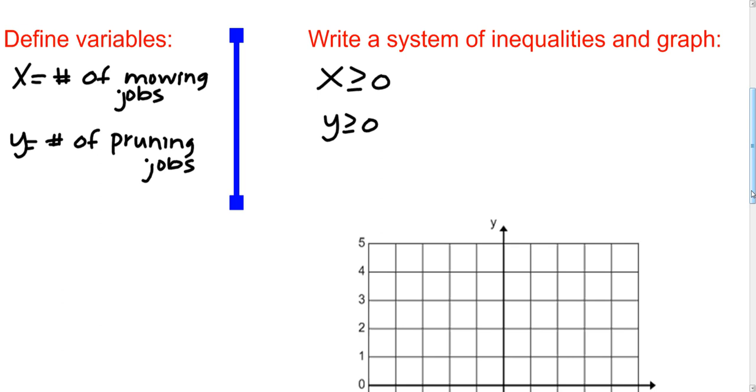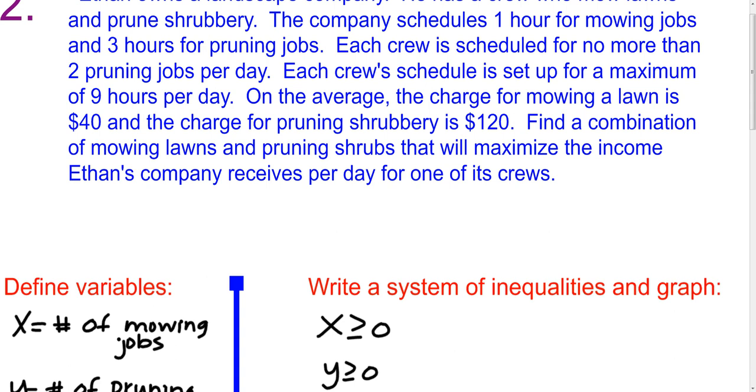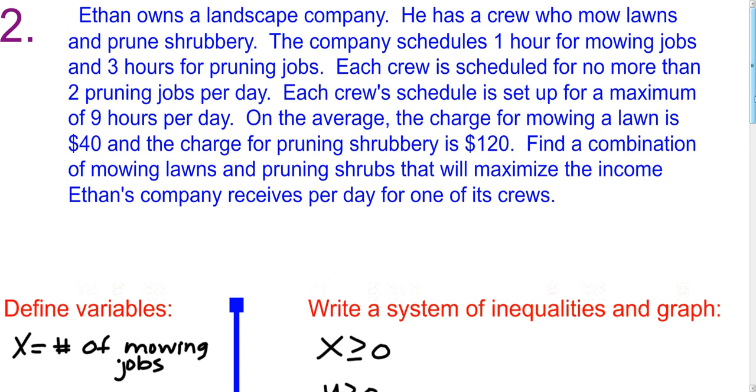All right, so then we need to kind of listen to our restrictions. It says the company schedules 1 hour for mowing jobs and 3 hours for pruning jobs. So let's talk about this.